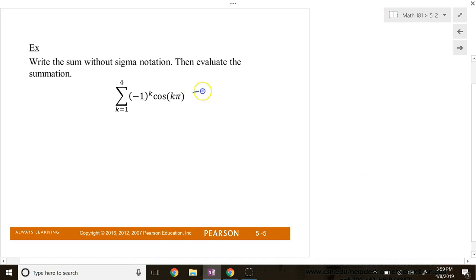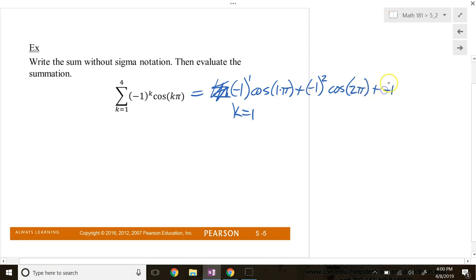So here's another example. We've got k being 1. Let me plug k being 1 in. I get negative 1 to the 1, cosine of 1 times pi. Now I've got k being 2, so negative 1 to the 2, cosine, my k is 2, so 2 times pi. And I've got negative 1 to the k, which is then 3, because I'm doing k being 1, k being 2, k being 3, and finally k being 4. So negative 1 to the 4, because that's our last one, cosine 4 pi.